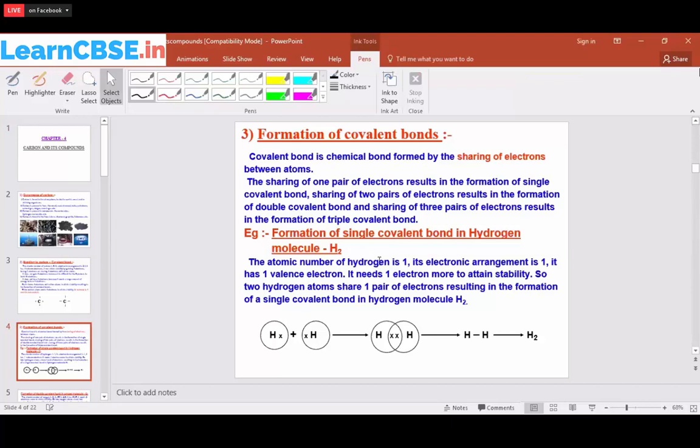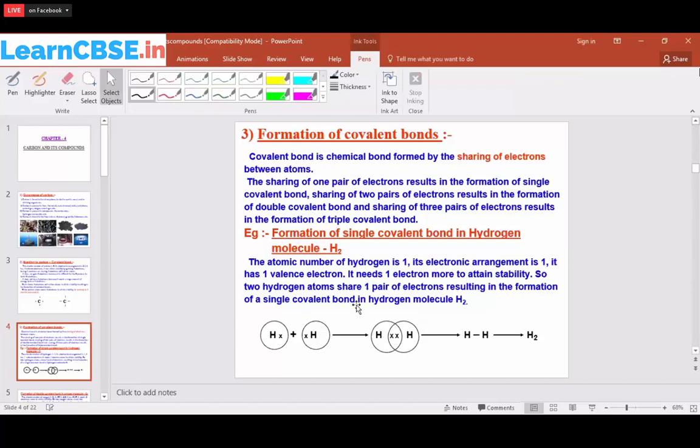So hydrogen is the first element in the periodic table. It has atomic number 1 and the electronic arrangement is also 1. It has one valence electron. So hydrogen wants to attain the stable noble gas configuration. It needs one more electron to complete the outermost shell. It is a non-metal, so it always undergoes sharing of electrons.